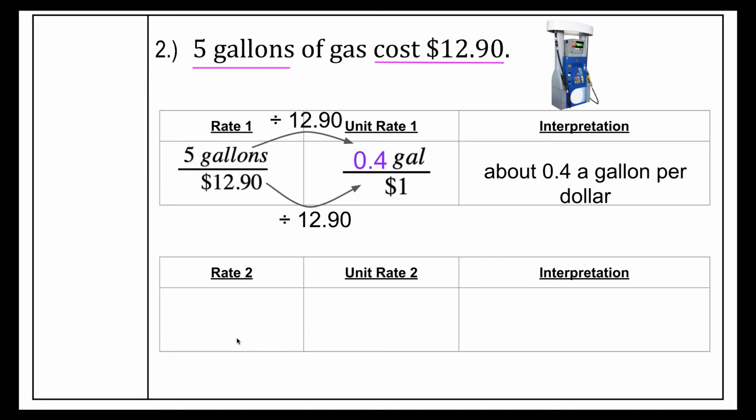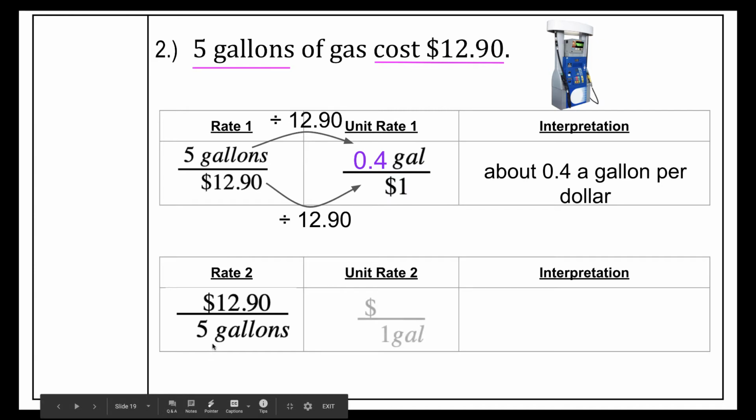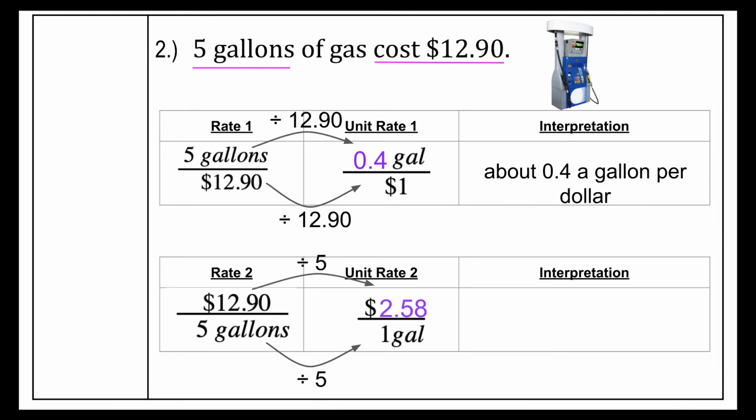Let's just flip it and put cost on top, gallons on bottom. I would be comparing $12.90 to 5 gallons. Now let's write the unit rate. Remember, unit rate has a denominator of 1. So I want to know what's the cost for 1 gallon. Well, we're going to divide by 5. Take $12.90 and divide by 5. What do you get? We don't have to round, do we? Since it's referring to money and money goes out to the hundredths place, $2.58. How would you interpret the unit rate there? What does that mean?